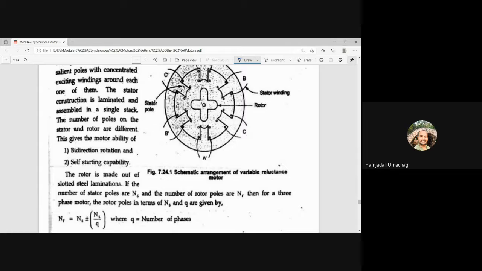Here, three-phase does not mean 440 volts, 50 hertz. It is completely different. Here the three phases are excited with the help of a DC power supply.